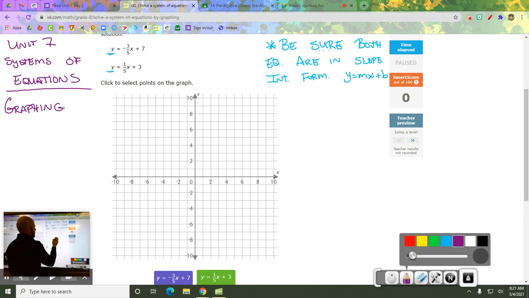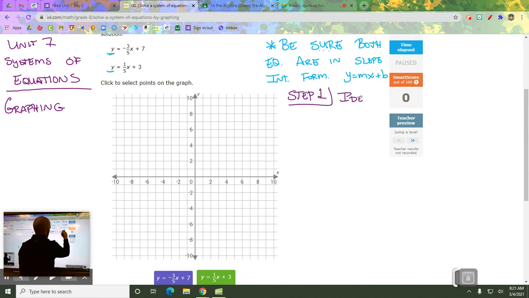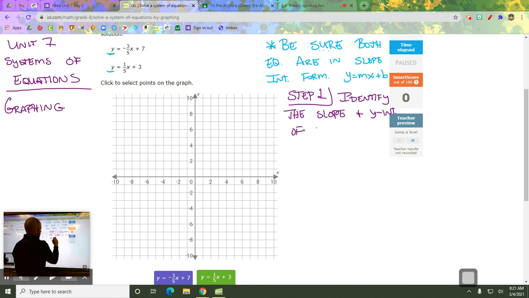My step one, we're going to identify the slope and y-intercept of both equations. This is going to help you start your graphing, because we have the y-intercept and we have the slope. If we can identify those two things, we can graph.